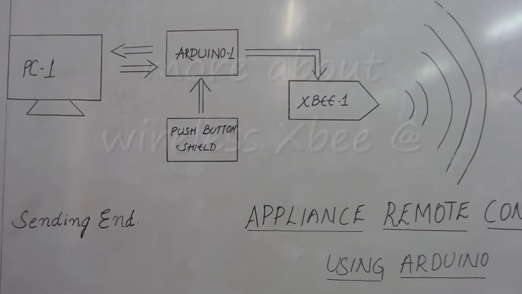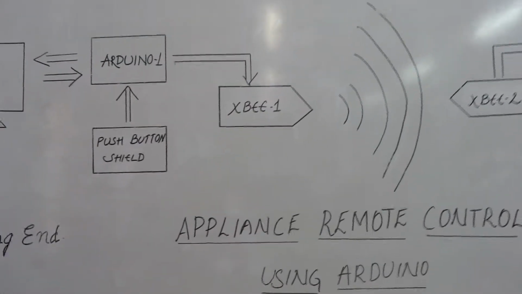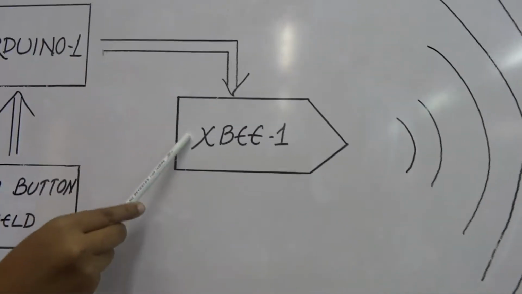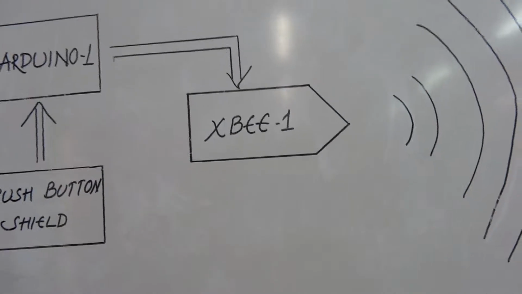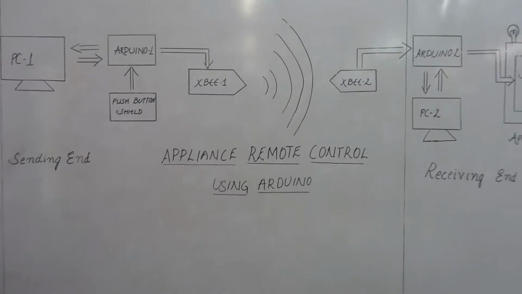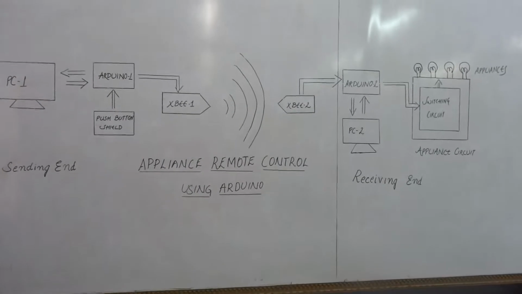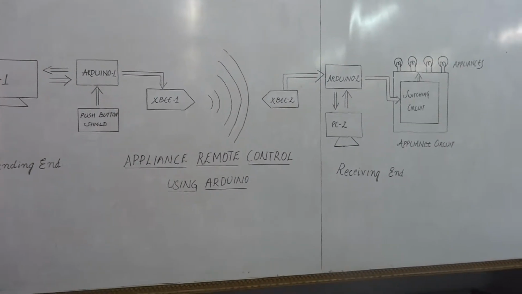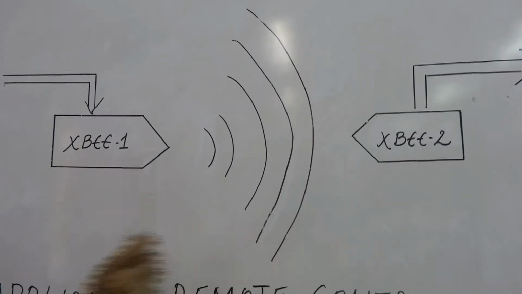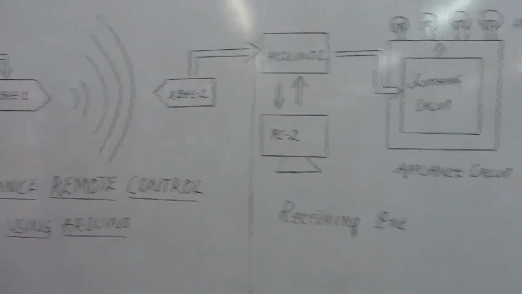Once the Arduino processes its input, the digital output appears at the digital pin. This digital output is now fed to Zigbee 1. Zigbee is a device which converts a digital input given to it into electromagnetic waves of radio frequency. These electromagnetic waves travel through some distance and are received by Zigbee 2. ASCII-based wireless serial communication occurs between the two Zigbees.